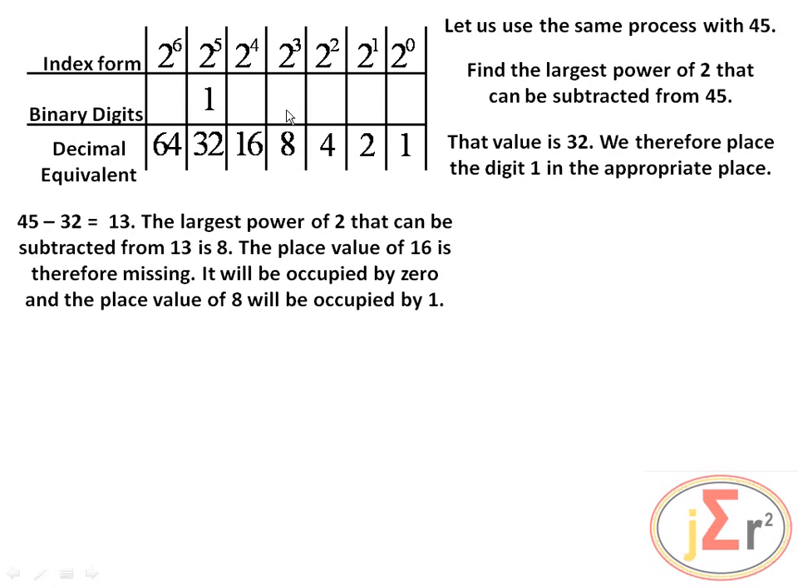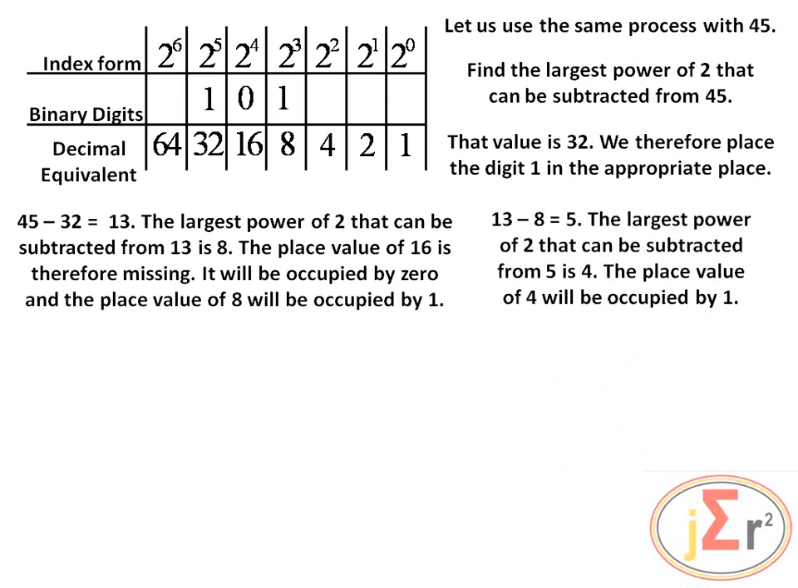So the largest power of 2 that can be subtracted from what is left, which is 13, is 8. The place value of 16 is therefore missing. It will be occupied by 0, and the place value of 8 will be occupied by 1. Right. And what do we do next? We take the 8 from 13, and we are left with 5.